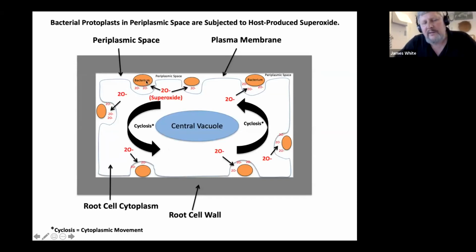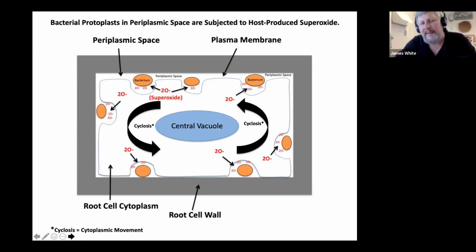So the plant can detect when those microbes are in that periplasmic space. And I'll tell you the take home now is that they can detect them because these microbes are producing ethylene. And so they can detect that ethylene and then they will actually respond by secreting superoxide. And that's just O2 minus. The O2 minus out here, that's the superoxide that's being produced and put on those microbes.